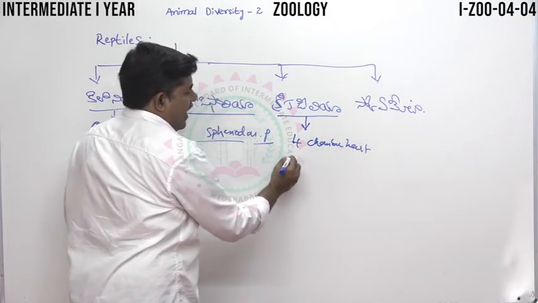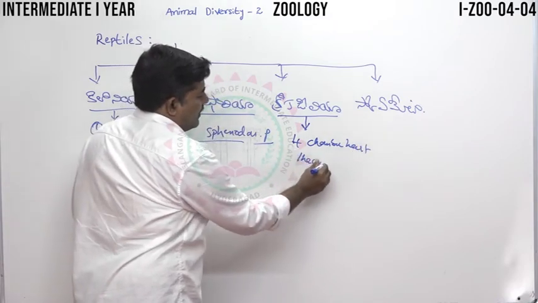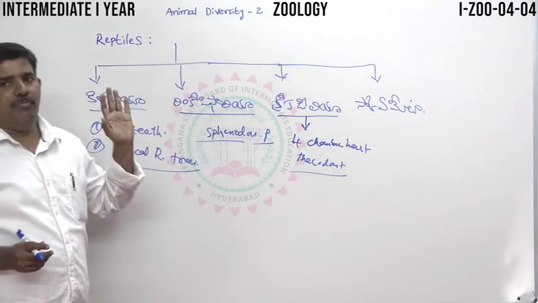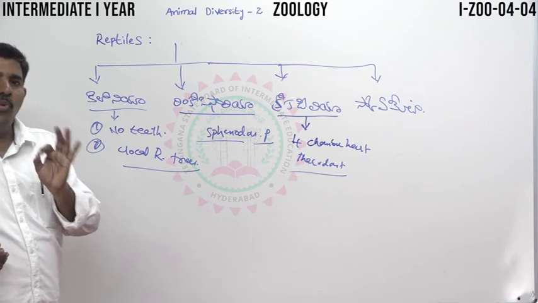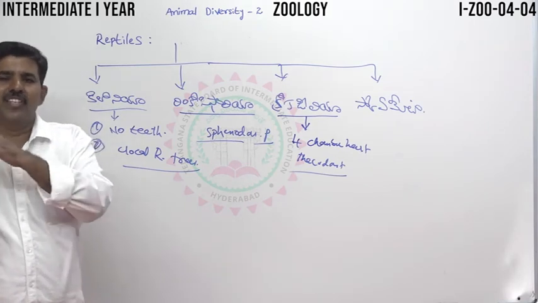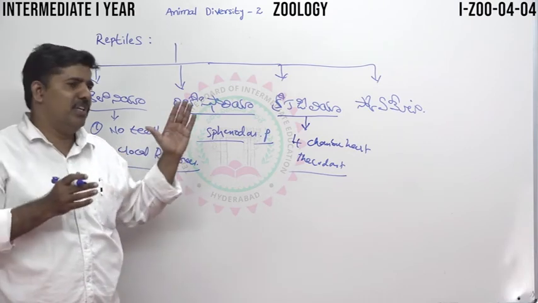And four chambered heart and thecodont. What is the thecodont? Most of the reptiles can contain the homodont, ecodont, polypodont. This is the structure of the teeth formation of the reptiles.